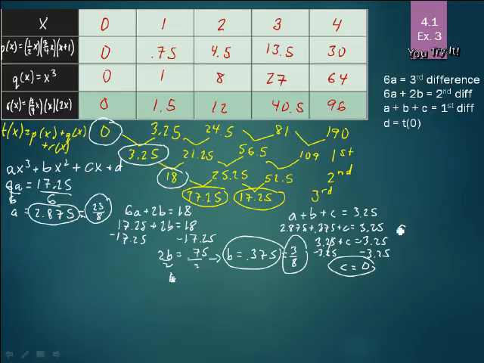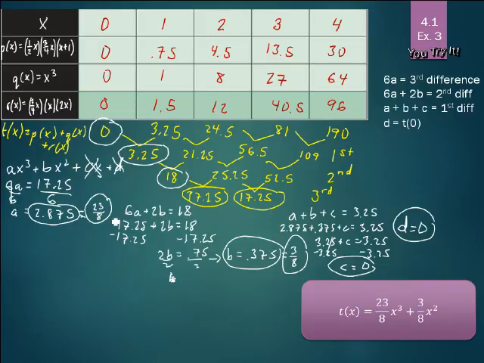So then in our final equation, we know a is going to be, in fraction form, 23/8. b will be 3/8. c is 0, and so we don't even have to write it. And then d is just 0 as well. So our final answer is t of x equals 23/8 times x cubed plus 3/8 times x squared.